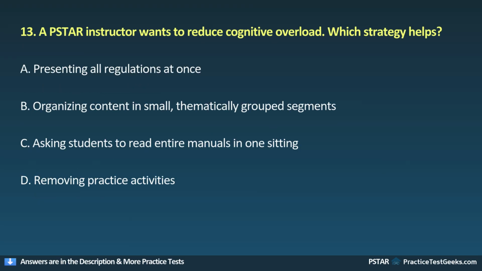13. A PSTAR instructor wants to reduce cognitive overload. Which strategy helps? A. Presenting all regulations at once. B. Organizing content in small, thematically grouped segments. C. Asking students to read entire manuals in one sitting. D. Removing practice activities.